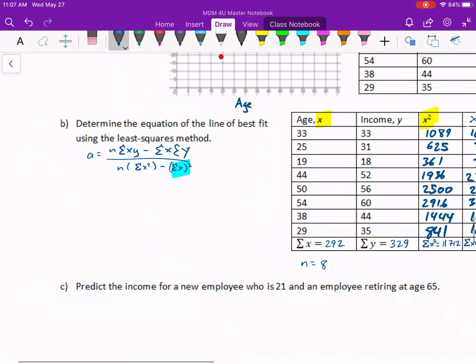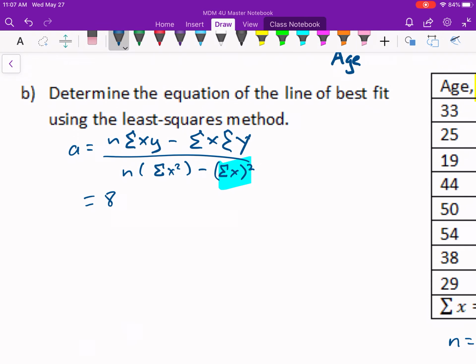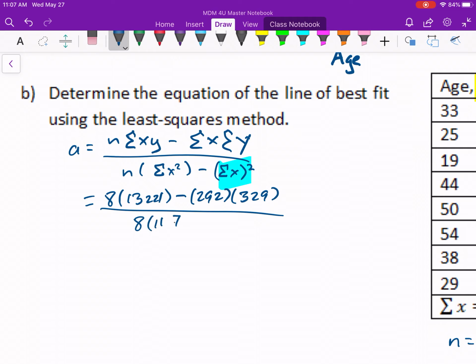So we have 8 times 13,221 minus 292 times 329, all over 8 times 11,712 minus 292 squared. Working that out, the numerator comes out to be 9,700. The denominator is 8,432, giving me an approximate value of 1.15. That's my A value. That's my slope.